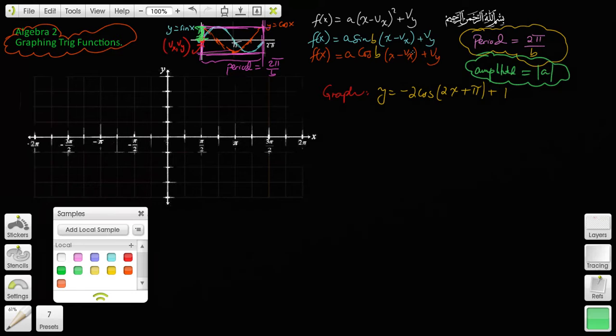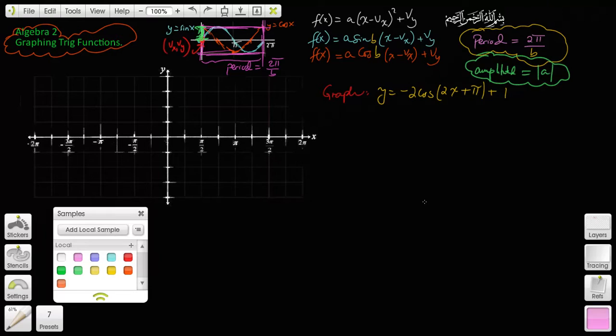And these would give us the horizontal and vertical shift. Now, observe, dear students, look at this. In this example I've given you, y equals negative 2 times cosine of 2x plus pi, the coefficient of the x is actually 1. So sometimes you have to factor out to bring it into this form over here, okay?